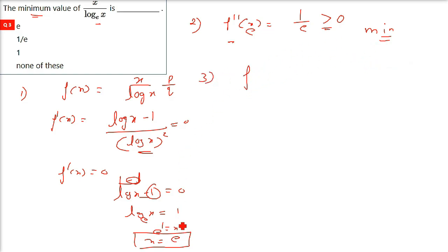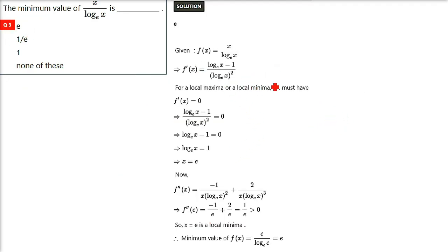And to find out the minimum value, we will turn ourselves to the original equation, which is x by log x, and in place of x we will replace it by e. So it is e by log e base e. The denominator will be 1, the numerator will be e. So this is e. So this is the discussion here, and the reference you can take in order to solve it by yourself. The option you know already, it's option number 1.